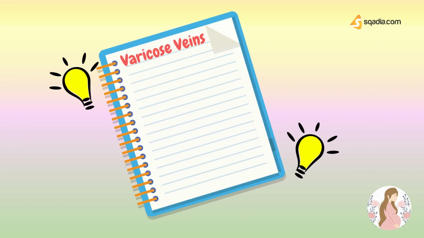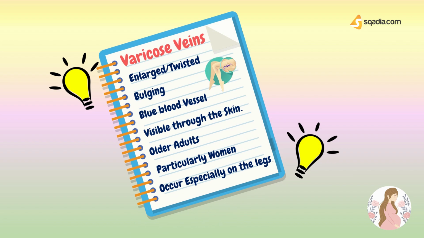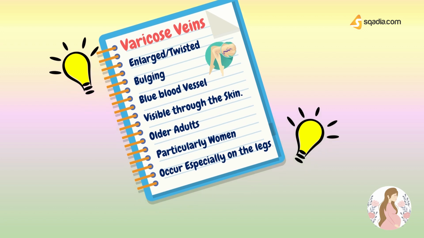Do you know what varicose veins are? Well, these are enlarged and twisted, often appearing as a bulging, blue blood vessel that is clearly visible through the skin. Varicose veins are most common in older adults, particularly women, and occur especially on the legs.